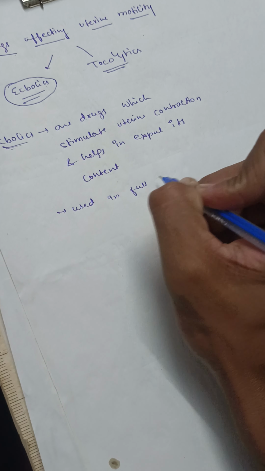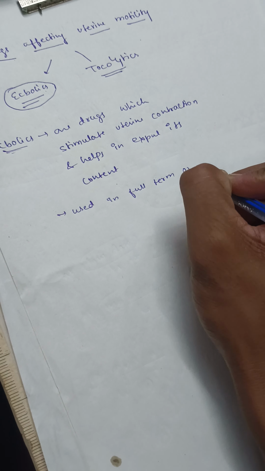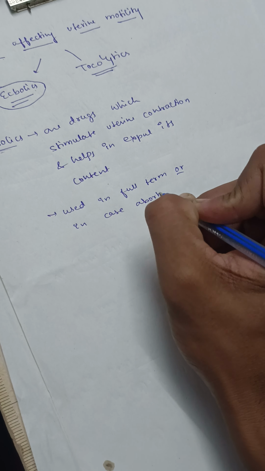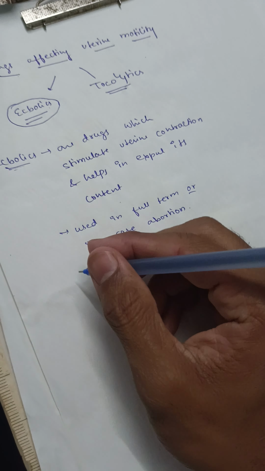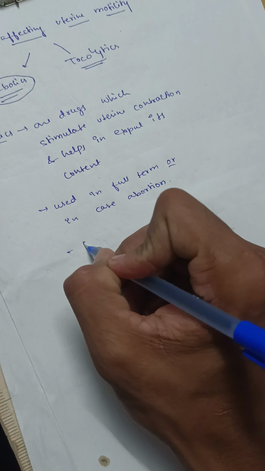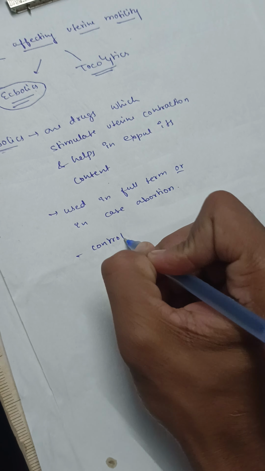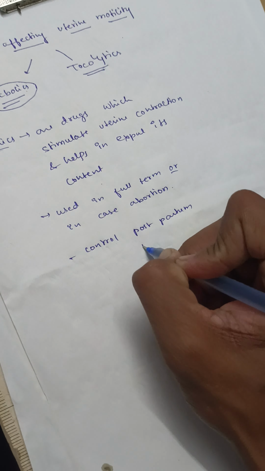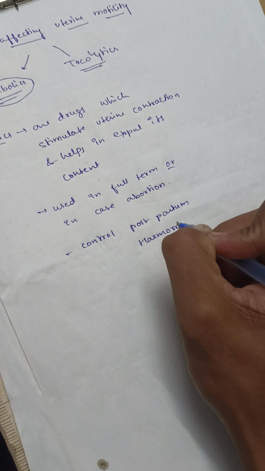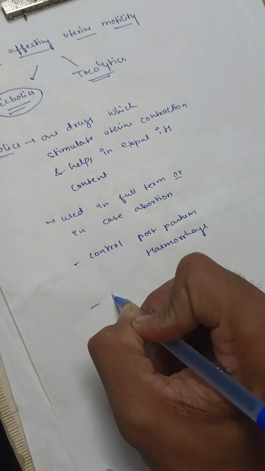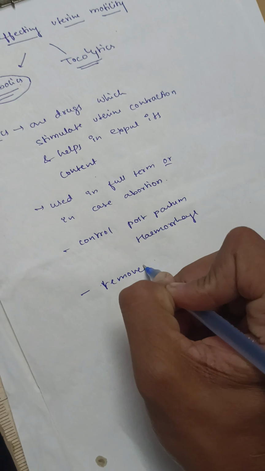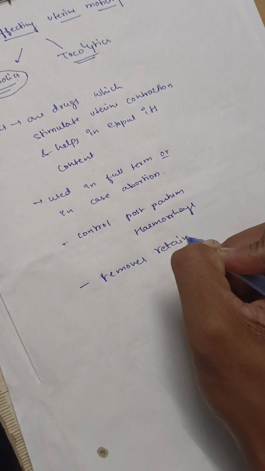These are the ecbolics, and uses of this is used in full term or in case of abortion. Okay, abortion. Next, it is used in controlling postpartum hemorrhage. Next, it removes the retained placenta.